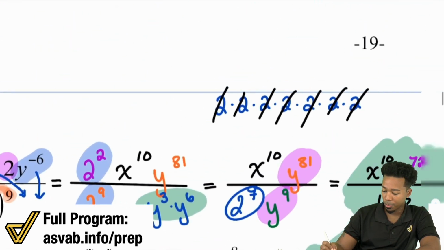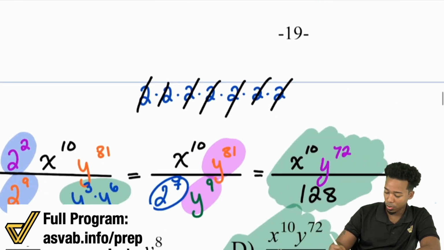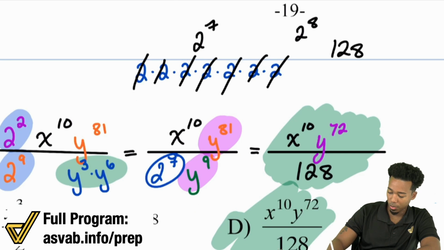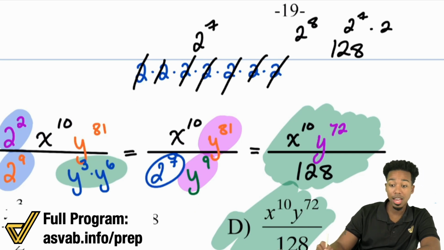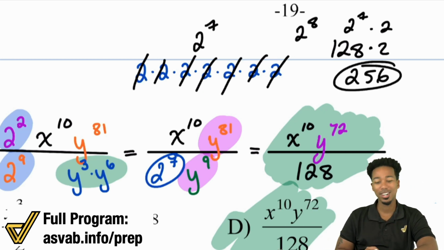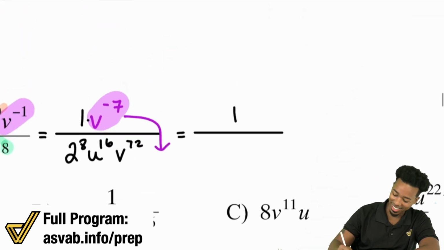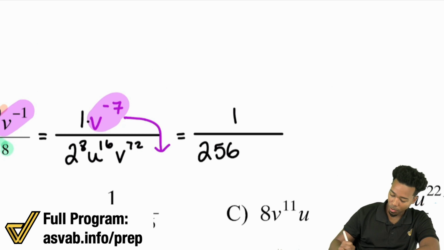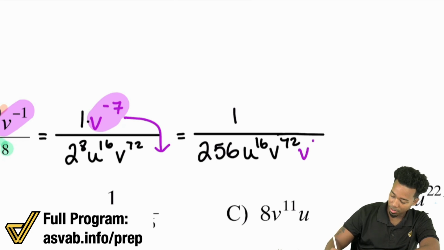But if you remember from the previous problem, this was again 2 to the power of 7. So to do 2 to the power of 8, we'll just start off where it was. 128 was 2 to the power of 7, times another 2 is 2 to the power of 8. 128 times 2, 256. I am not doing the same work twice. That's going to be 256 right there. And from here, again, we're going to have u to the power of 16, v to the power of 72, and then we're going to have v to the power of positive 7 right there.